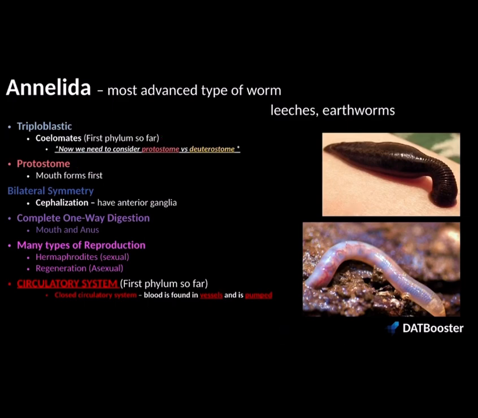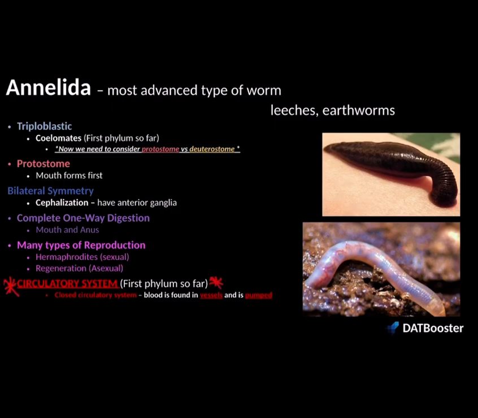Now they're bilaterally symmetrical and they have cephalization. They have a collection of nervous tissue known as the anterior ganglia. Because annelids are the most advanced phylum of worms, they have a complete one-way digestive tract, meaning food goes from their mouth to the anus. They also have many types of reproductive methods, like being hermaphroditic for sexual reproduction, as well as regeneration through asexual reproduction.